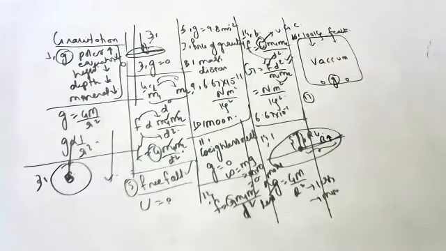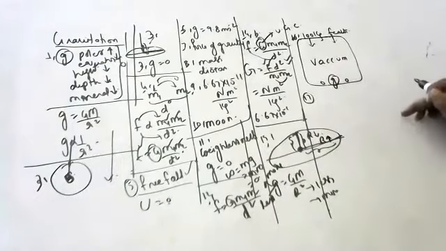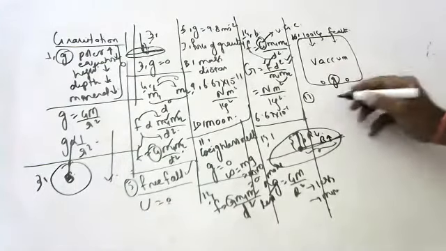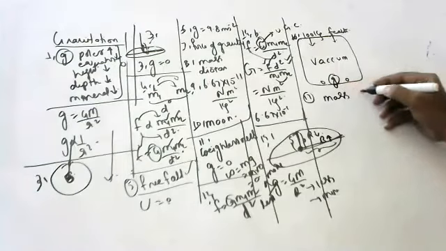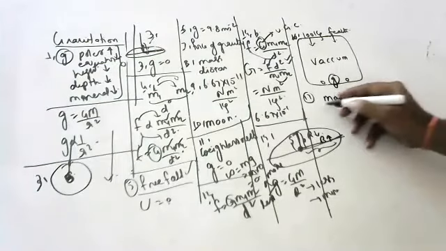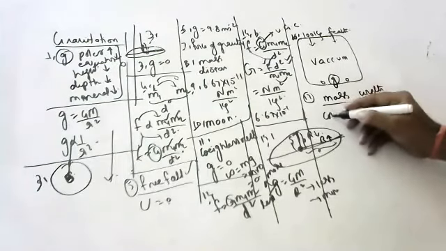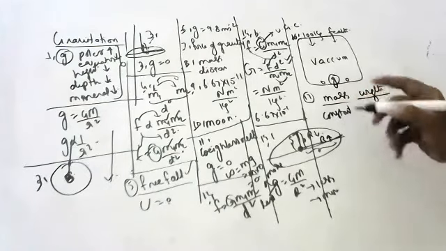Okay. Next, what are the differences between mass and weight? Children, so many times I have discussed this question. Sir, mass is constant, weight is not constant. Mass is always constant.